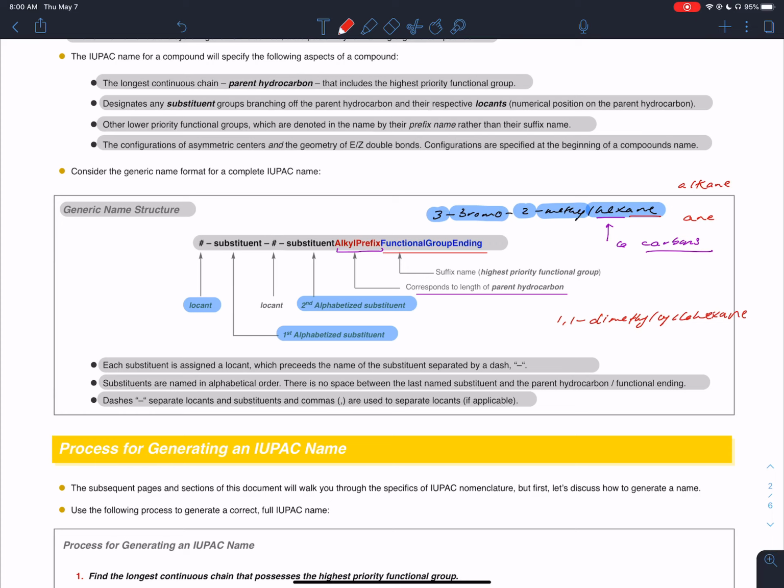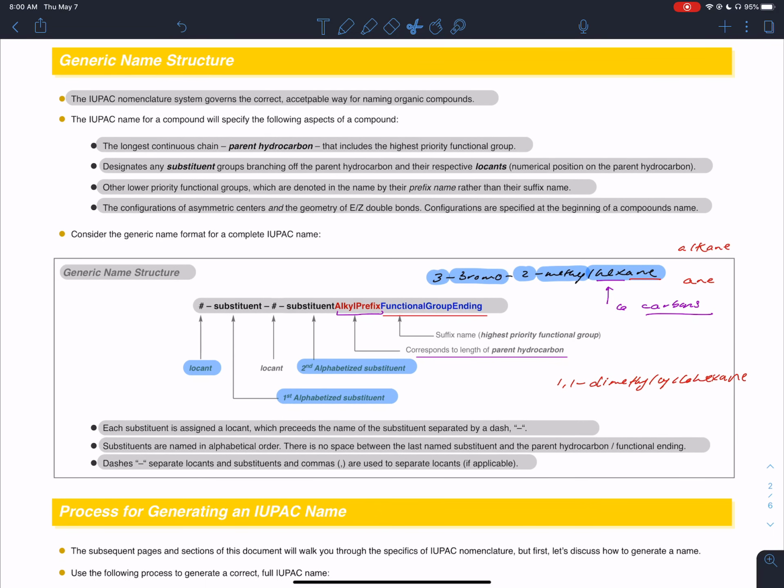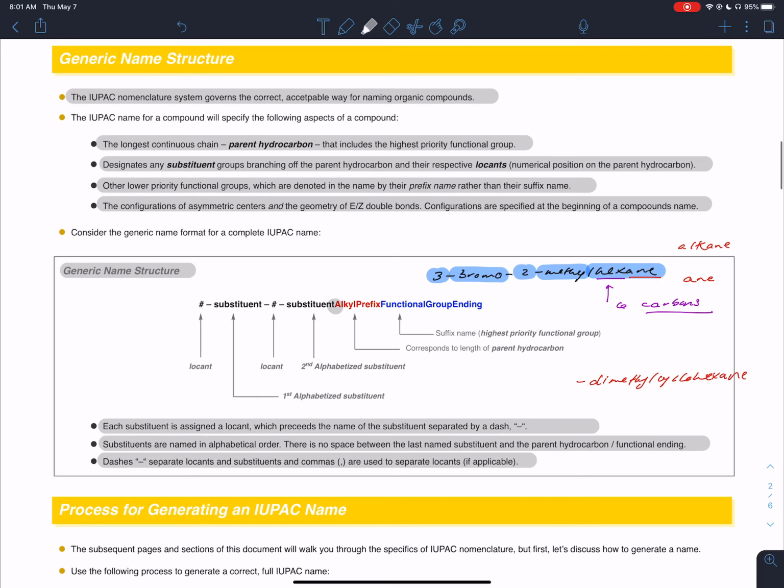Okay? So this is just a quick intro video on generic name structure. And real quick, we are going to do one little summary here. All right. So again, here is your generic name structure. You're going to want to have this down. We have numbers, dash, substituents, dash, number, dash, substituent, which feeds into the alkyl prefix, which will be meth, eth, prop, but, pent, hex, hept, and then some functional ending, which corresponds to the highest priority functional group in the compound, and that differs compound to compound.